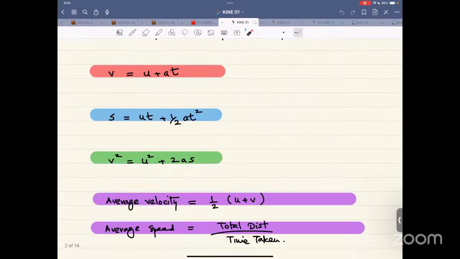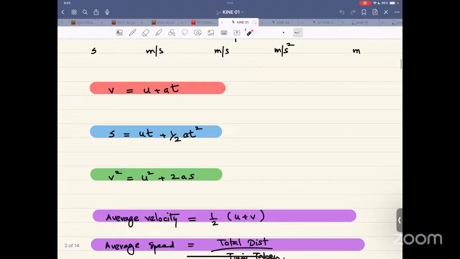The first equation of motion is V is equal to U plus AT. So out of 5 symbols, S is not there. S is equal to ut plus half at square. V is not there, the final velocity. V square is u square plus 2as. T is not there.